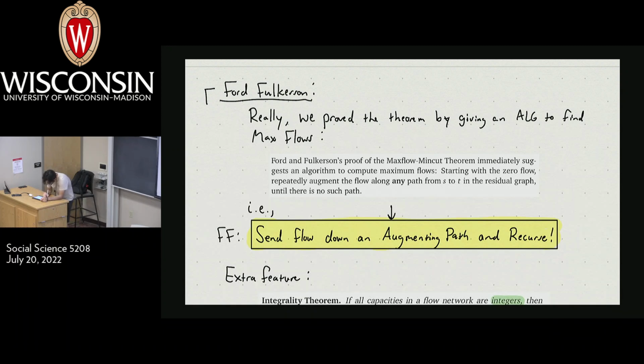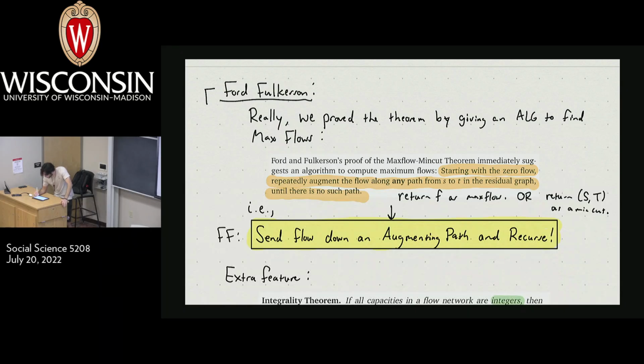So in particular, we start with the 0 flow, which is always feasible, and we repeatedly augment the flow along any path from S to T until we're out of paths. And once we run out of paths, either we return f as the max flow, if you want to solve max flow, or you can return S T as a min cut. So you're really solving both problems simultaneously. You get the solution of one for free when you solve the other.